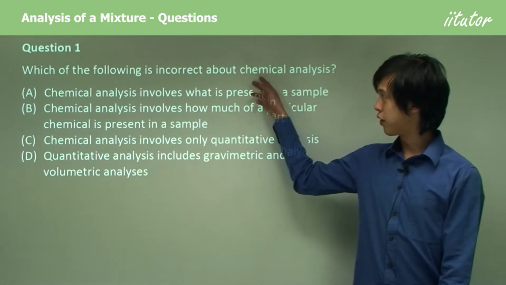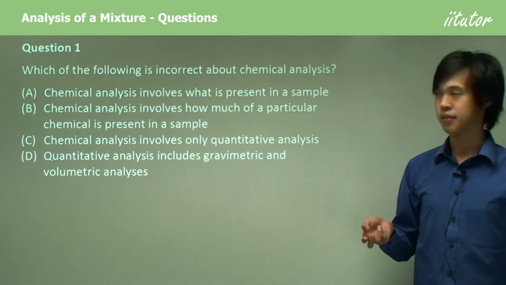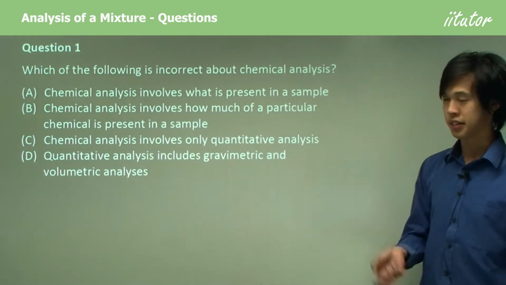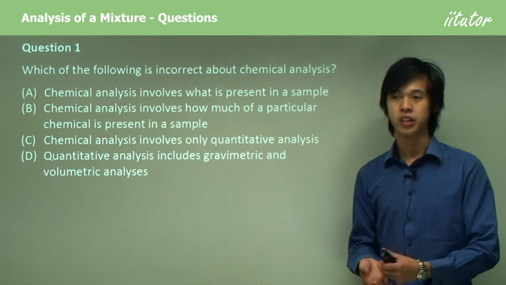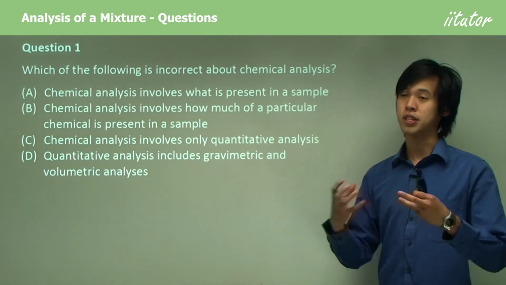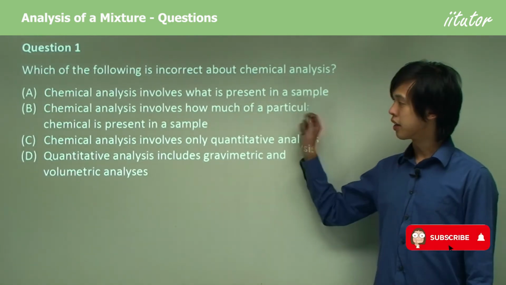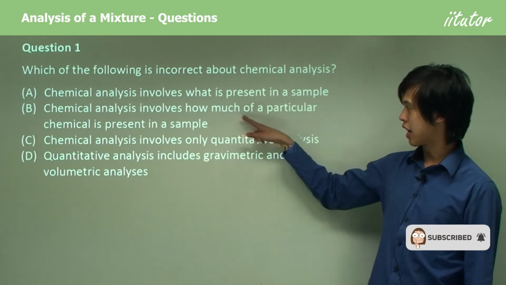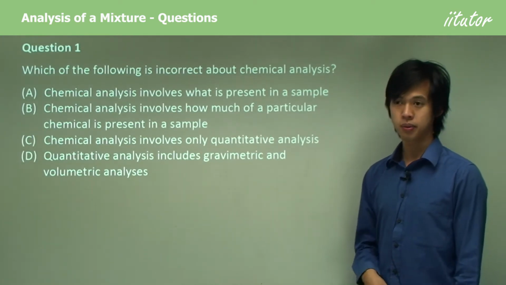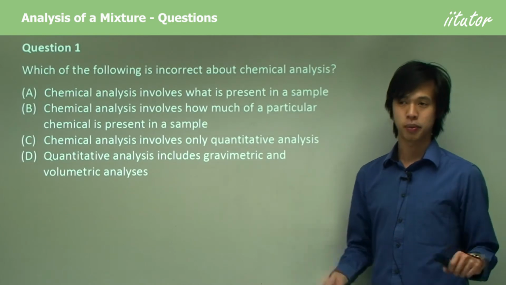So, which of the following is correct about chemical analysis? Chemical analysis involves what is present in a sample? Yes, that's true. Chemical analysis is all about finding out what's inside a particular sample. B, chemical analysis involves how much of a particular chemical is in a sample. Yes, that's a sub-branch of chemical analysis.